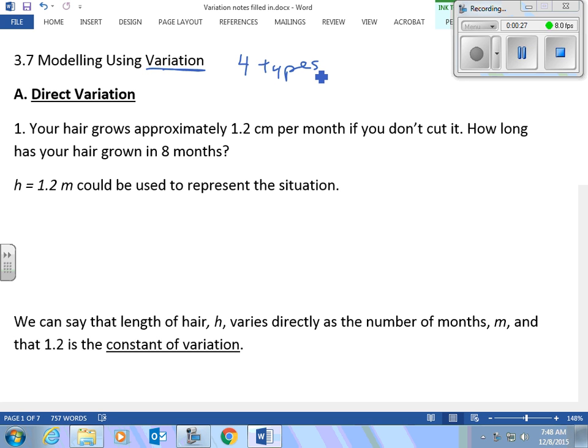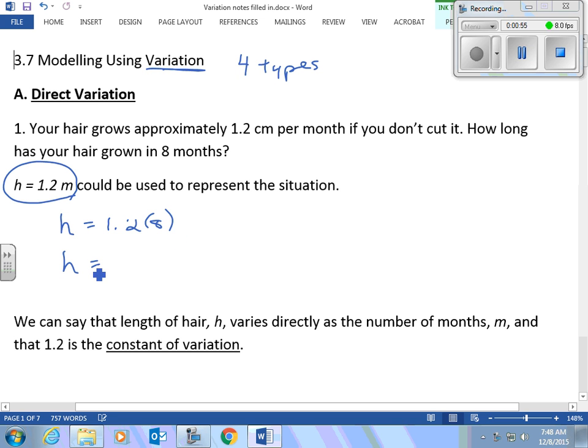Your hair grows approximately 1.2 centimeters per month if you don't cut it. How long has your hair grown in 8 months? Well, you could model the situation with this formula, H equals 1.2 M, where M represents the number of months and H represents the length of your hair. So if we wanted to talk about how much your hair has grown in 8 months, we could say that H equals 1.2 times 8, so that H equals 9.66 centimeters. Okay, so very basic formula to model hair growth.